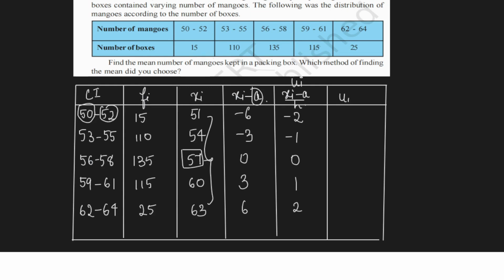Now next comes the last column, that is ui fi, where we multiply each of these ui's with these fi's. Okay, let's start with the first one. 15 into negative 2 will give us negative 30. 110 into negative 1 will give us negative 110. And 135 into 0 is 0. And 115 into 1 is 115. And 25 into 2 is 50.